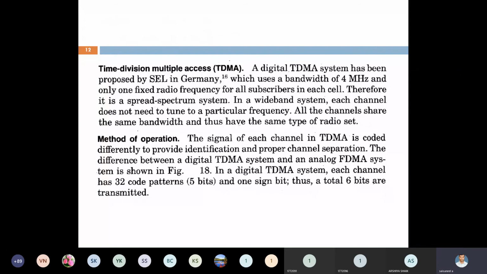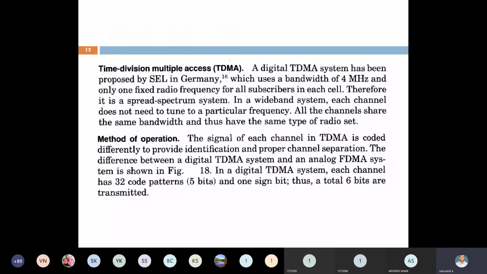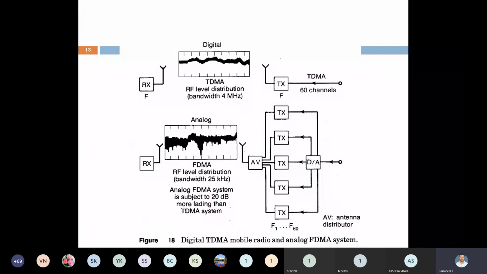Here the available bandwidth is 4 megahertz. What about here? In FDMA it is 30 kilohertz, but here it is 4 megahertz, that is, the available bandwidth is high. This bandwidth can be utilized by any one of the customers for different time slots. Here is the operation of FDMA and TDMA, see this one.